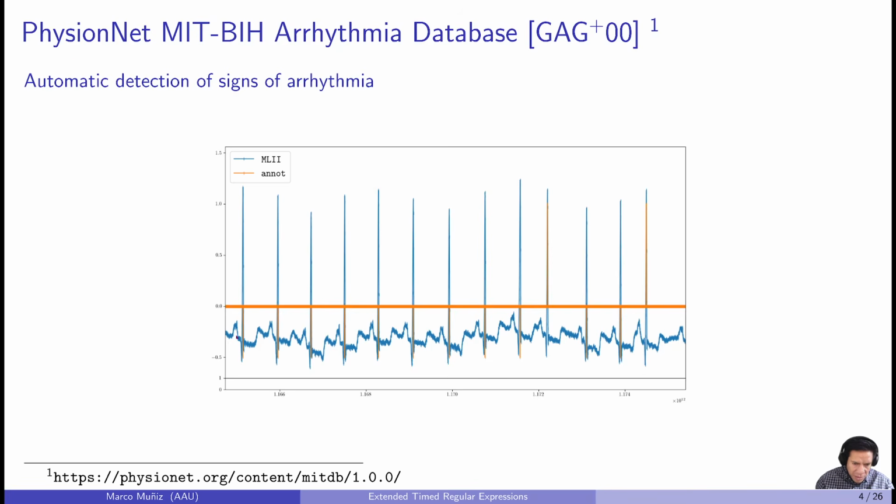The annotations indicate if there was a normal heartbeat, or in this case, we see here this orange going up indicates that there was a heartbeat that was too early. As we can see here, these two heartbeats are very close to each other, and this is a sign of arrhythmia. Of course, now what we would like to do is to find these patterns in these timed words.